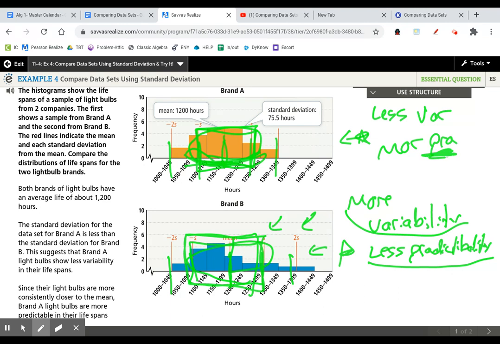So just a general, again, data is more packed together. It has less variability. The data varies less, but it has more predictability. We have a good idea of where the next one's going to fall.